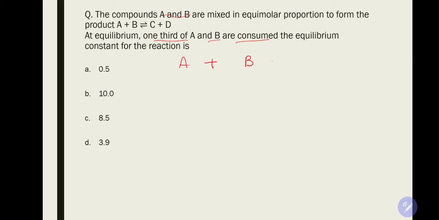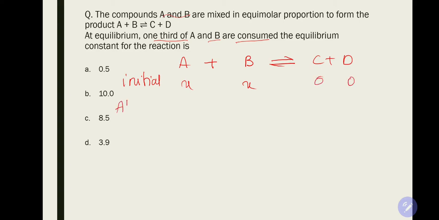A plus B gives C plus D, right? Initially, first write down the initial concentration. What is the initial concentration of A? They are equimolar, so let us assume X and X. Let X be the initial concentration. So it is X and X, and this is 0 and 0.